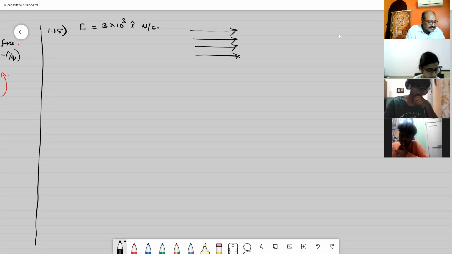Then what is the flux of this field through a square of 10 centimeter on a side whose plane is parallel to the YZ plane? Then the second one, what is the flux through the same square if the normal to the plane makes an angle of 60 degrees with the x-axis?